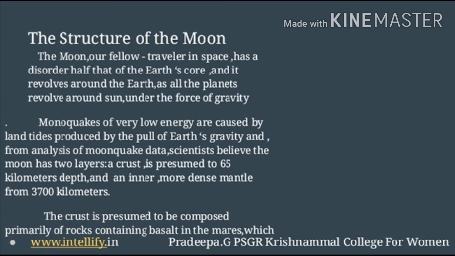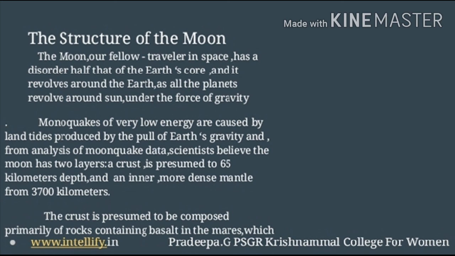Slide 11. The structure of the Moon. The Moon, our fellow traveler in space, has a diameter half that of the Earth's, and it revolves around the Earth as all the planets revolve around the Sun under the force of gravity. Moonquakes of very low energy are caused by tides produced by the pull of Earth's gravity, and from analysis of moonquake data, scientists believe the Moon has two layers.